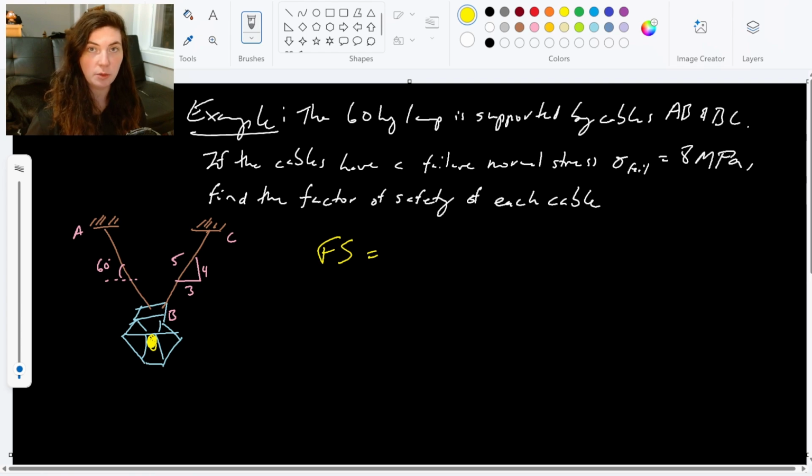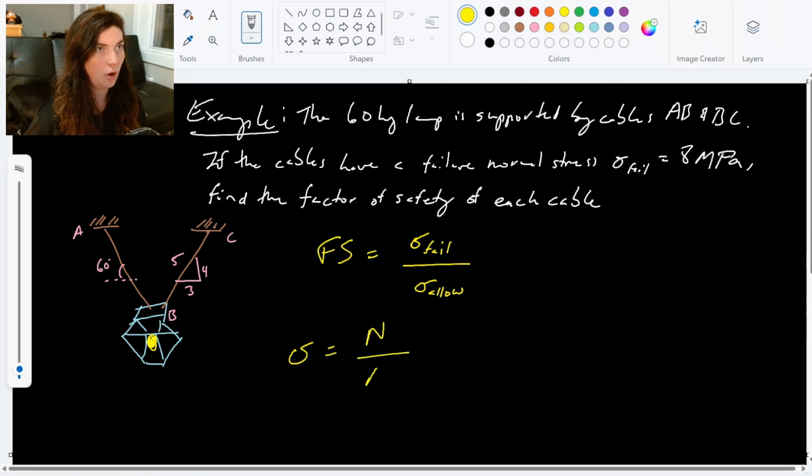And we know that we're going to be dealing with normal stress because they gave us the normal stress failure. So we will need to find the normal stress allowable for the safety factor. Or in this case, what is the actual normal stress that's being experienced by each of these cables so that we can find out what the safety factor is. So for each cable, we're going to have to calculate the normal stress. Right? Our normal stress equation is that normal force over the area.